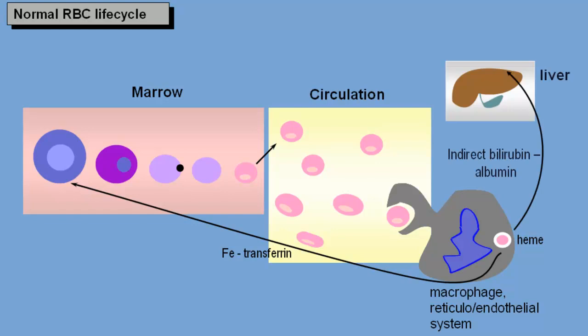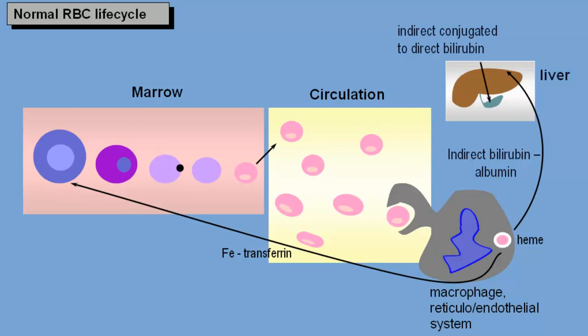The heme ring is opened up and catabolized to bilirubin, a potentially toxic insoluble yellow pigment that is carried in the plasma bound to albumin. The insoluble bilirubin, referred to as indirect bilirubin, is brought to the liver where it is conjugated to a water-soluble form known as direct bilirubin. It is excreted into the bile.